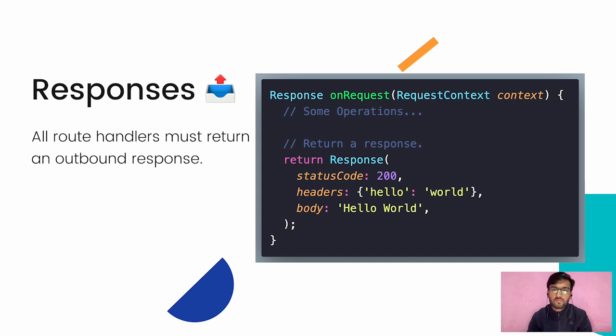So in this case, we have a request. We can perform some operations based on that request, and we can return a response. In the response, we can include a status code, maybe 200, 201, 400, and optional headers and body. We can also pass the body in the form of JSON.